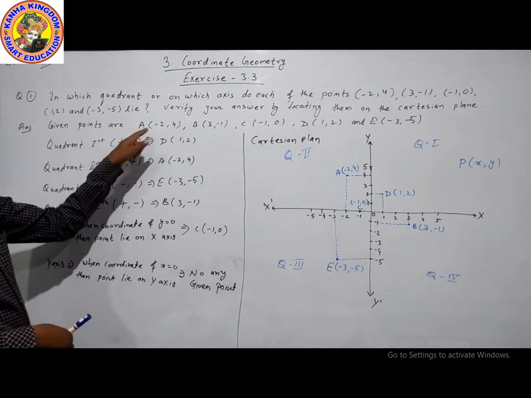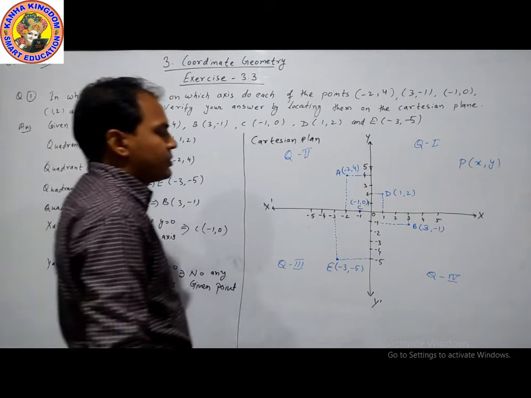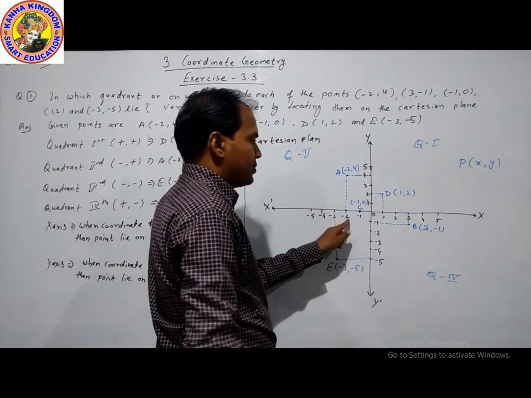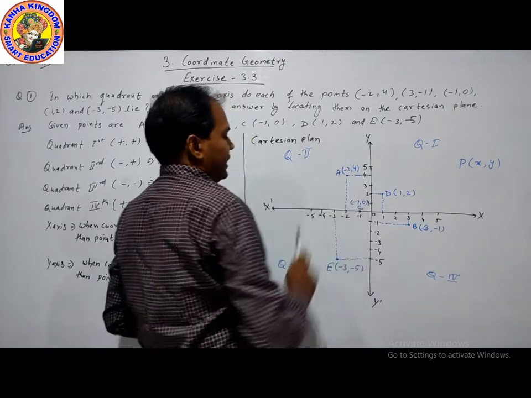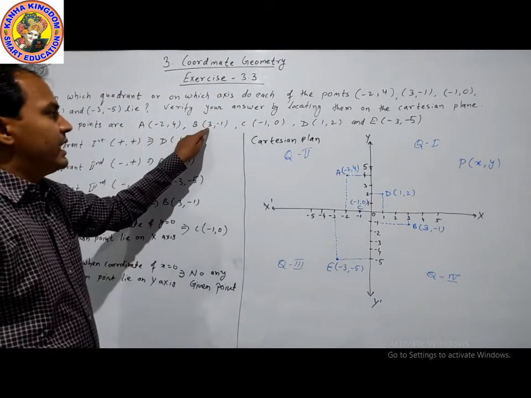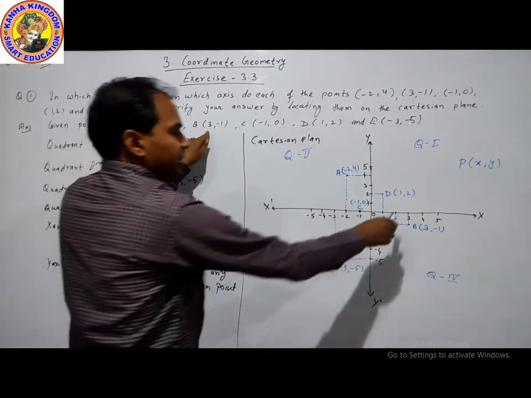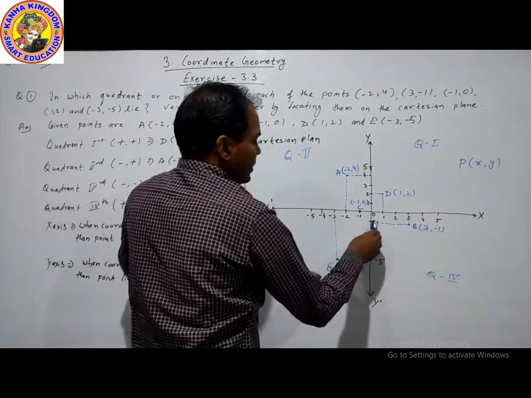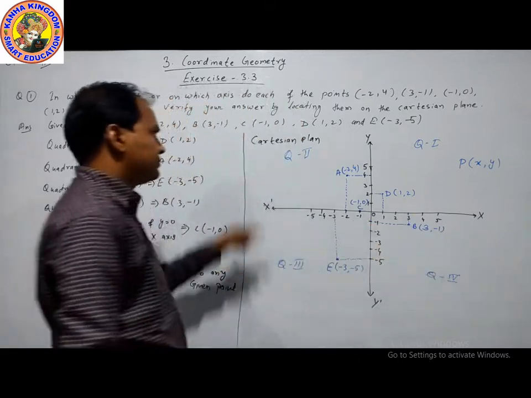Now, point A. X is minus 2, y is 4. X is minus 2. Y is 4. The intersection of them is point A. Next, x is 3, y is minus 1. X is 3. Y is minus 1. 3 and minus 1. Here is point B.